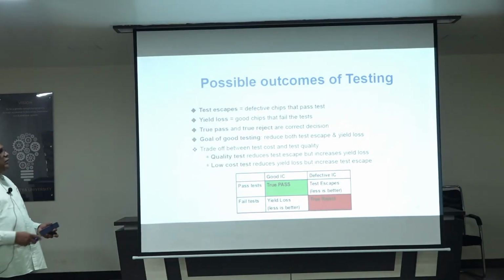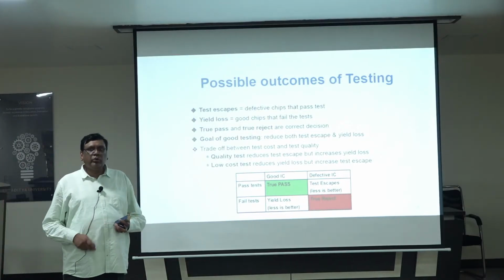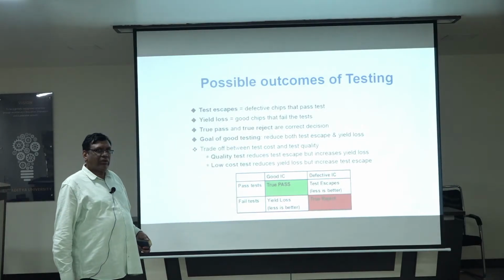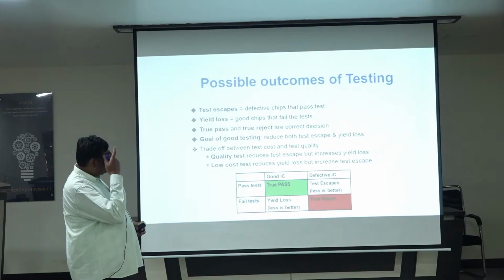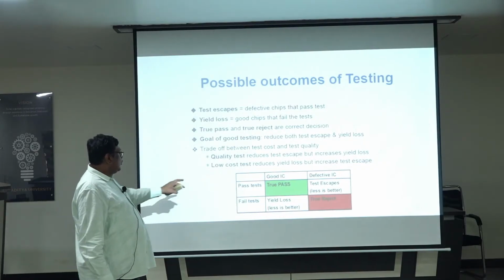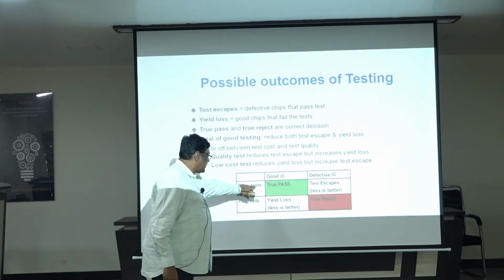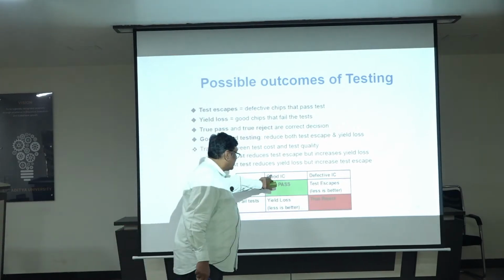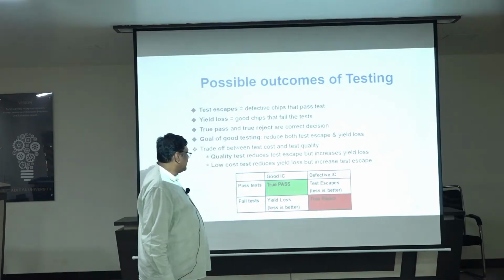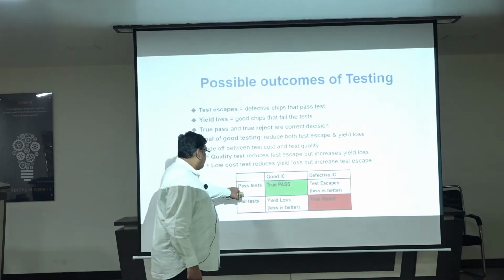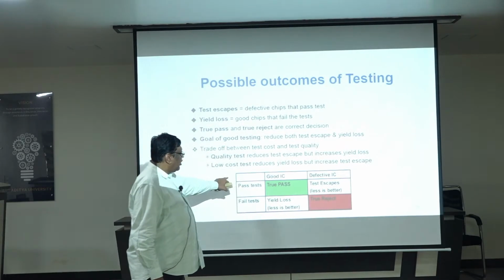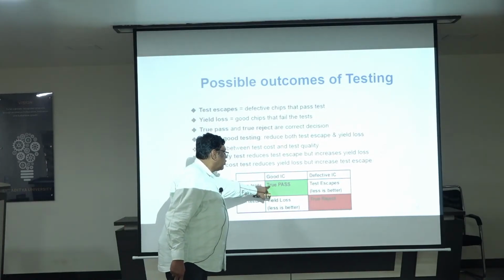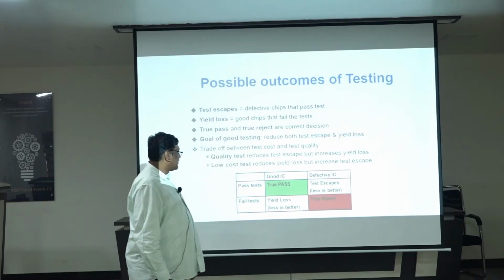Yeah. There will be 4 possible outcomes when you do a testing. This is very important, that's why I want to keep this one. So a good chip, a good IC, means it passes the test. There are defective ICs and good ICs, 2 categories here. If all the tests pass, then it comes under the true pass.